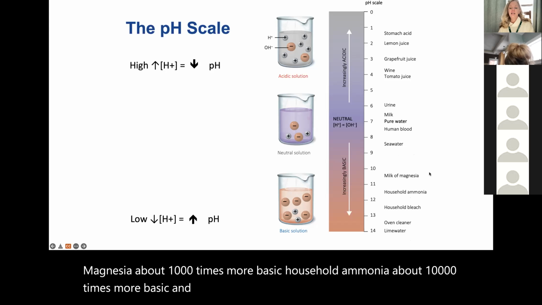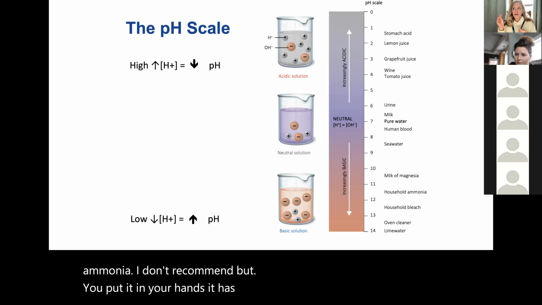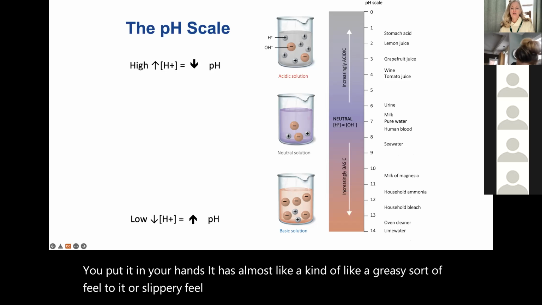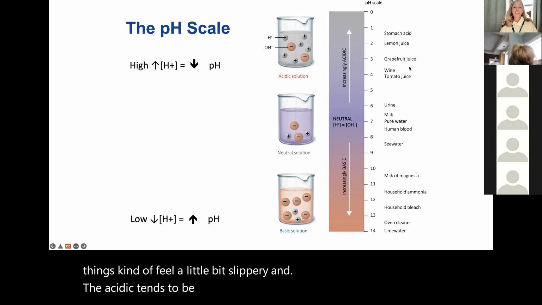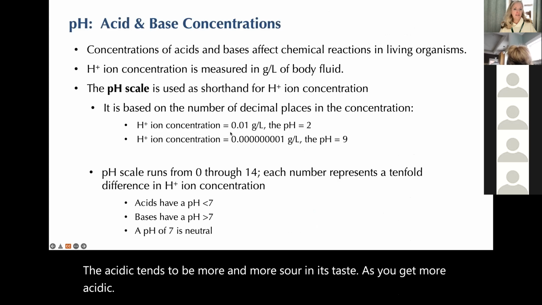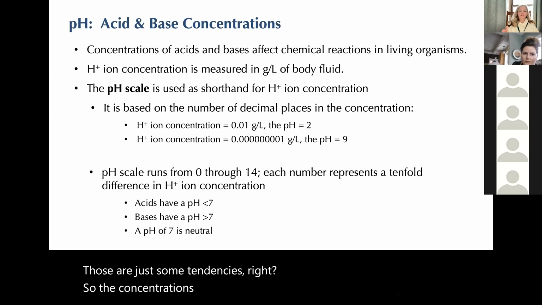And basic things tend to feel a certain way. If you put pure ammonia in your hands, I don't recommend it, it has a kind of greasy or slippery feel to it. All these basic things feel a little bit slippery, and acidic tends to be more and more sour in taste as you get more acidic. Those are just some tendencies, all right? So the concentrations of acid versus base obviously affect the chemical reactions that can go on, okay?